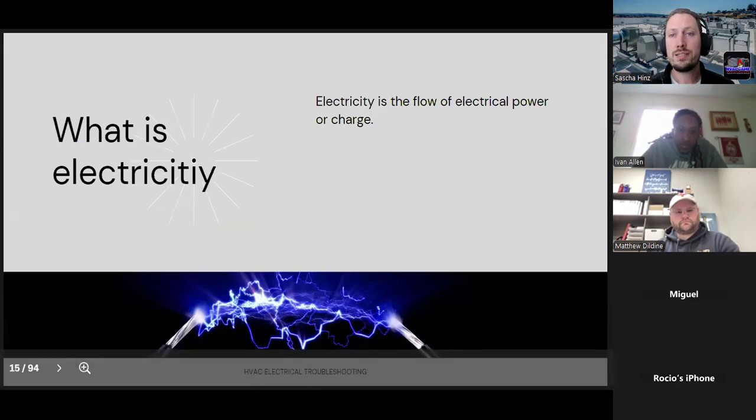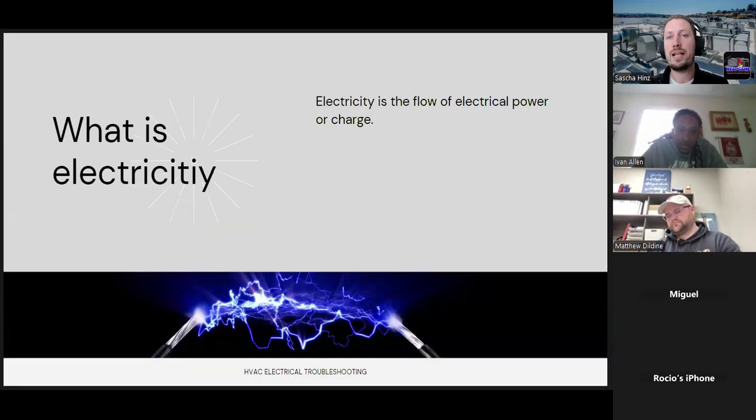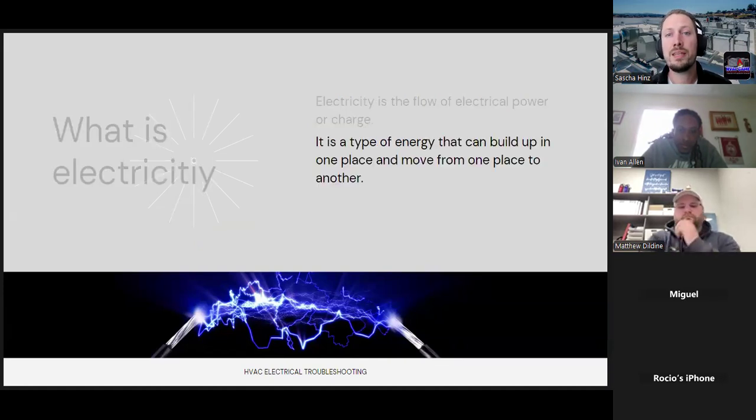So what is electricity? Electricity is basically the flow of electrical power or charge. It is a type of energy that can build up in one place or it can move from one place to another. Static electricity is when it stays in one place. I don't know how many of you have done this as a child: take a balloon and rub it against your hair. You're building up this electricity. Your hair is kind of attracted to the balloon, but you don't have the transfer of electricity.